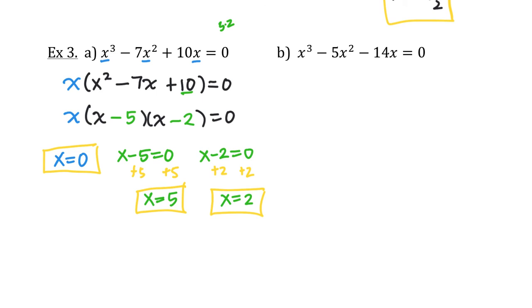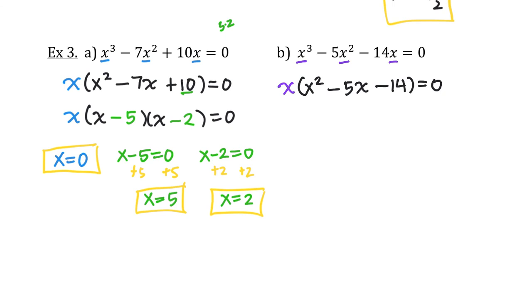Okay, last one. It's going to be similar. Is it in standard form? Highest degree to lowest equals 0. First check for common factor. X to the third, x to the second, and x. So let's take out an x. This will bring it down to x to the second minus 5x minus 14 equals 0.